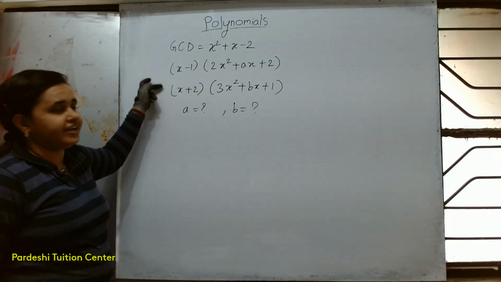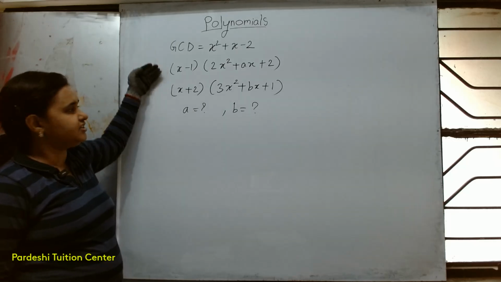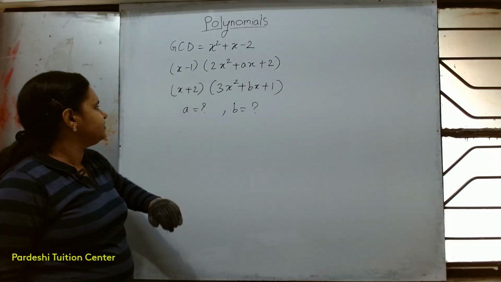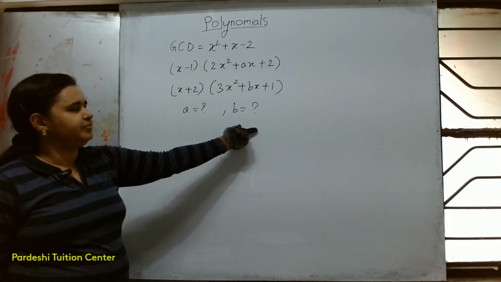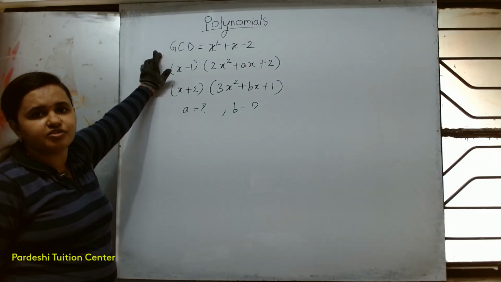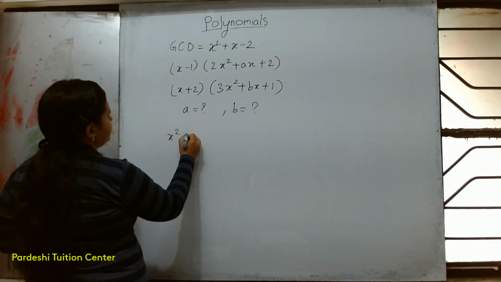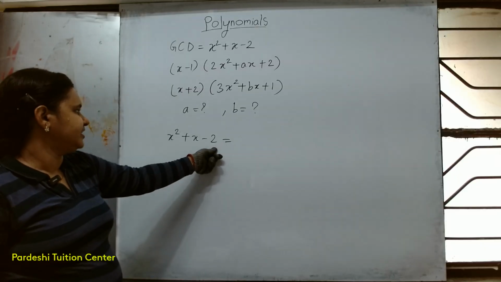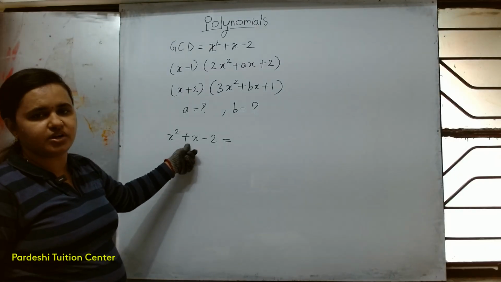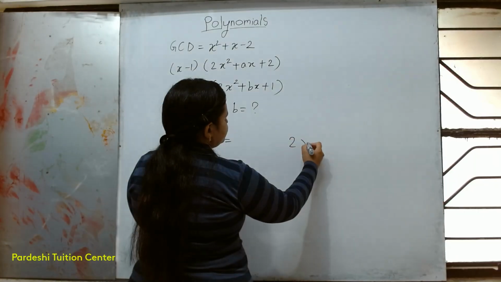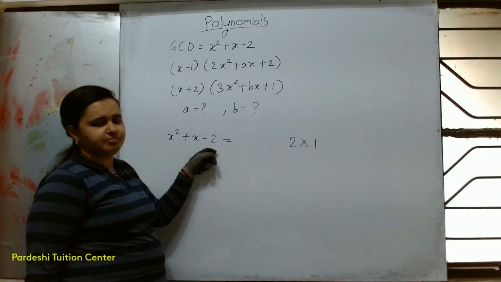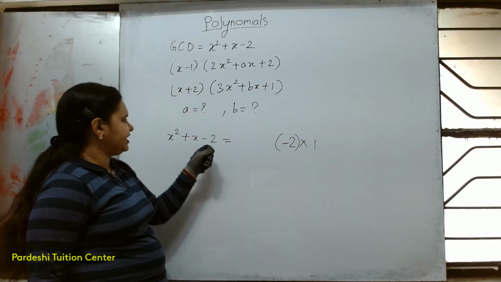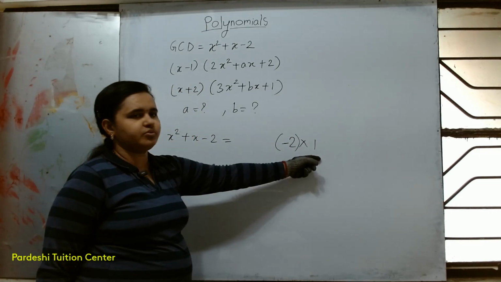Okay, these two expressions are given, first and second, and their GCD is given as x square plus x minus 2. Now we have to find a and b. So first we will find the factors of the GCD, x square plus x minus 2. Again, the multiplication of two numbers should be minus 2 and the sum should be plus 1. Factors of 2 are 2 into 1, but here it is minus.